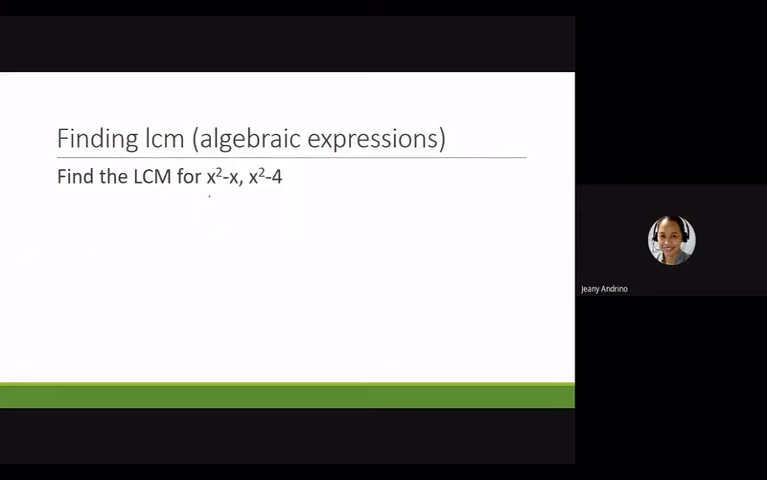Next, we go for the binomial. So for binomial or trinomial, you simply have to factor it out and check whether we've got factors that are in common. Because factors that are in common, we only write that once only.